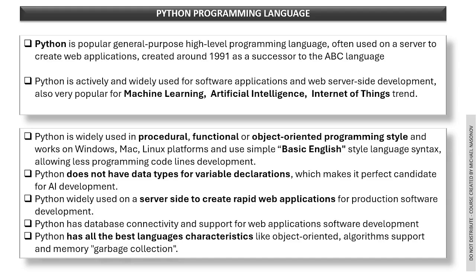Python is widely used on the server side to create rapid web applications for production software development. Python has normal database connectivity and support for web application software development. Python has all the best language characteristics like object-oriented programming, algorithm support, and memory garbage collection.